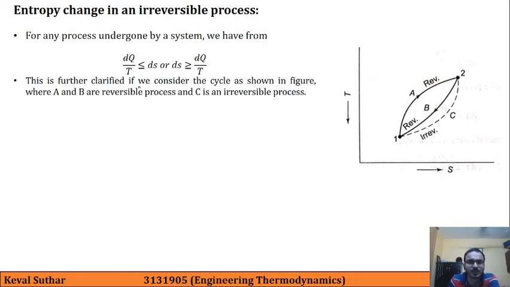This is further clarified if we consider the cycle as shown in the figure, where A and B are reversible processes and C is an irreversible process. So for this theory, there are going to be two different cycles that we are going to consider. So the end states are 1 and 2.